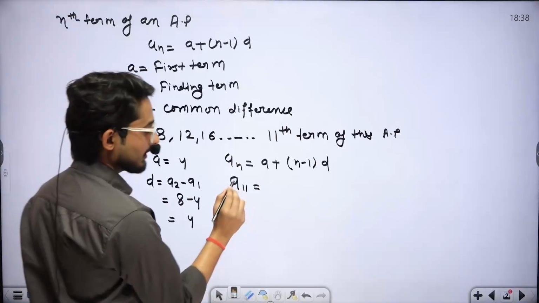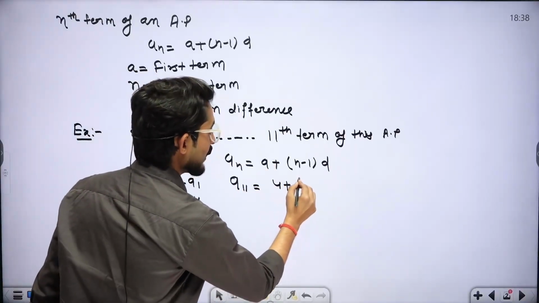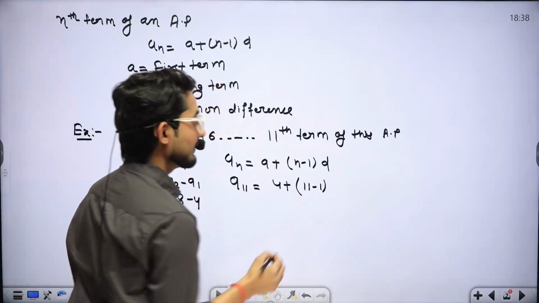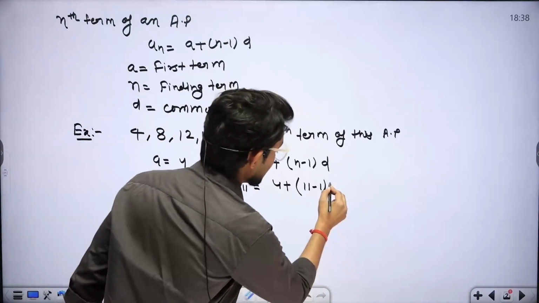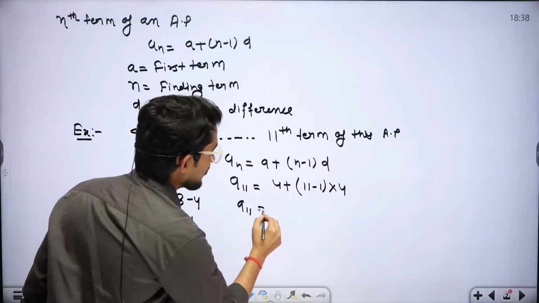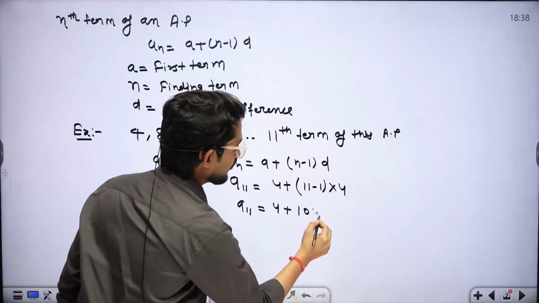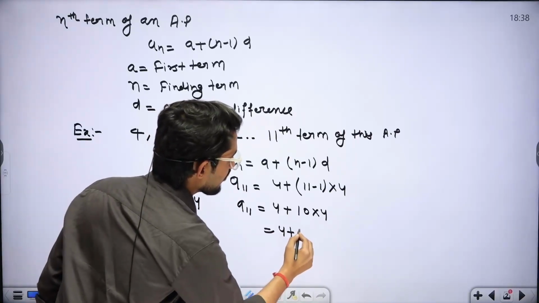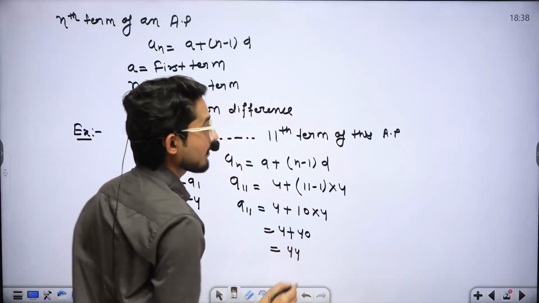Now you have to find a11. So put the values: a equals 4, plus n equals 11 minus 1, into d, the common difference, which is 4. So a11 equals 4 plus 11 minus 1, which is 10, into 4. 10 into 4 means 40. So 4 plus 40 equals 44.